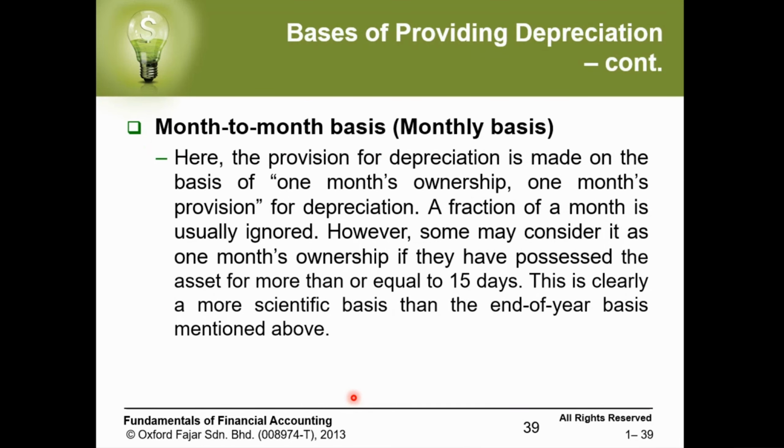We have another basis, we call it the monthly basis or month-to-month basis. So here we are considering how many months we are holding that asset during the financial period. The provision for depreciation is made on the basis of 1 month's ownership, 1 month's provision for depreciation. A fraction of a month is usually ignored. However, some may consider it as 1 month's ownership if they have possessed the asset for 15 days or more. This is clearly a more scientific basis than the end of year basis mentioned above.